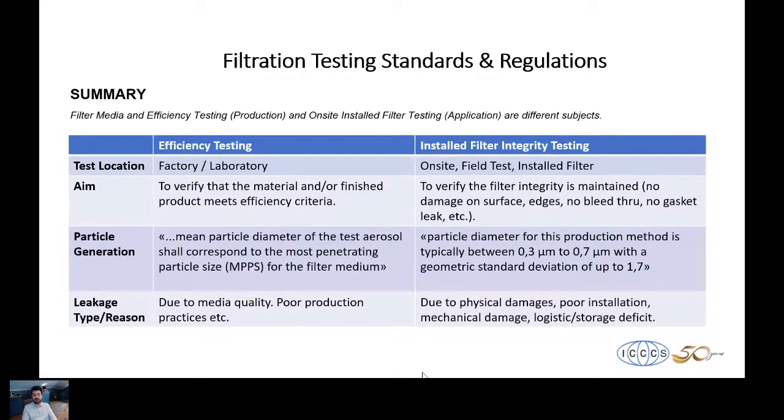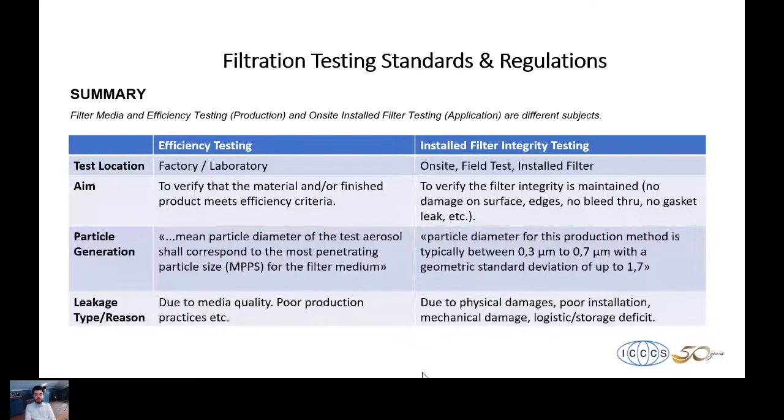And the leakage type and the reason for the efficiency loss could be the poor media, maybe the quality of the production, but it's all related to the textile or the production. But the leakage reason for installed filter testing could be physical damage, installation problems, or mechanical damage during logistics or storage deficits. So we want to make sure that the filter already certified at the manufacturer's site is, during transportation and installation, taken care of in a very good manner and installed perfectly. Then we are making a final test as an installed filter integrity test.